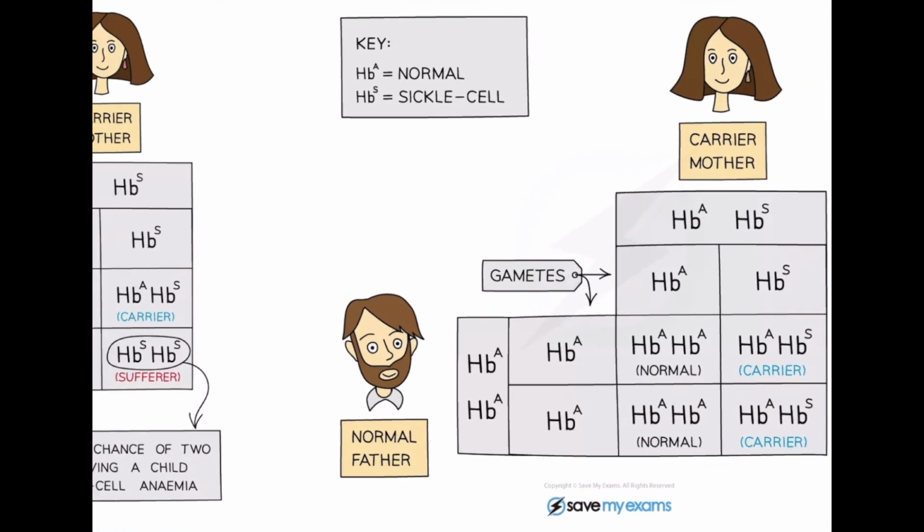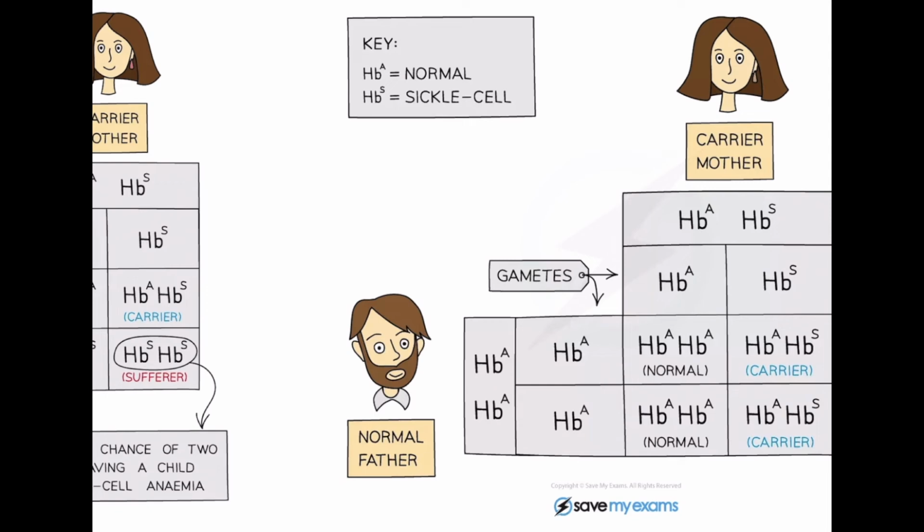But what if you have a normal father and a carrier mother? In here, the same genotypes would follow. The carrier mother will be HbA, HbS. The father will be normal with HbA, HbA. Apply your Punnett square, and the result will be 50% normal offspring and 50% carrier offspring, but no one will be affected by sickle cell anemia.